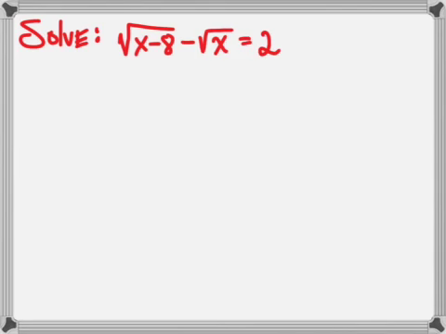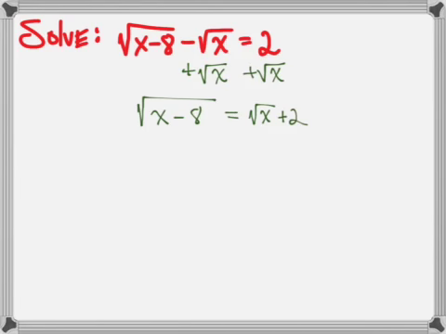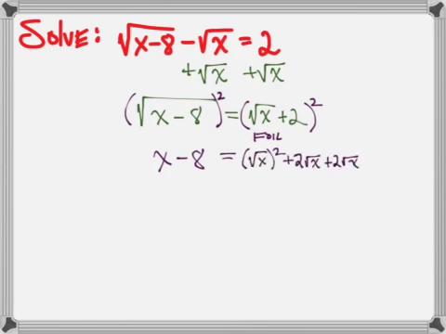All right, what about something where I have two radicals that aren't connected? Now, what I can't do is just call it the square root of x minus 8 minus x, the whole thing. I can't undo that. I can't factor that out that way. But I can add the square root of x to both sides. And I get square root of x minus 8 equals x plus 2. And now I want to square everything. So if I square everything, I get x minus 8 on the left-hand side. And on the right-hand side, I've got to FOIL it out. And I get this value.